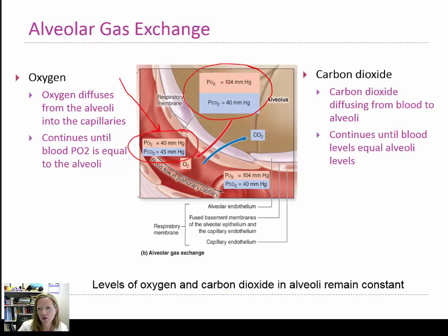Let's take a look. See how it goes from 104? It goes down the pressure gradient. It goes from a high to a low partial pressure, 104 to 40. It's going to do this until equilibrium has occurred. Carbon dioxide goes from 45 to 40. It's going to do that until equilibrium has occurred. It's pretty easy peasy, I think it is.